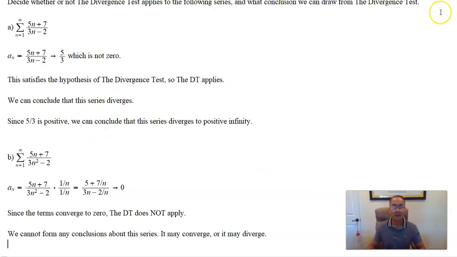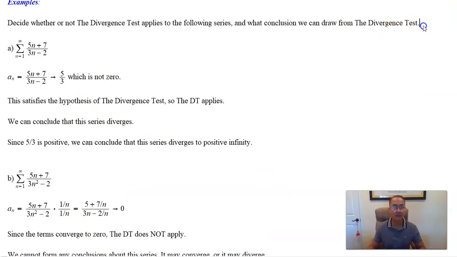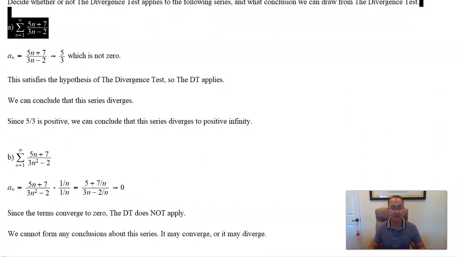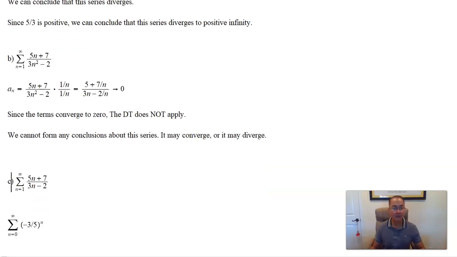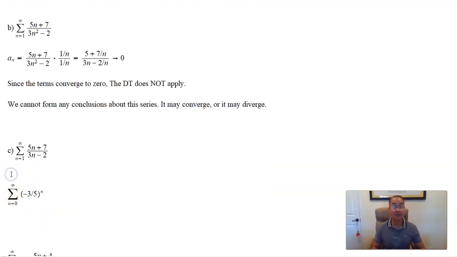All right. We are going to go back to our original series, and this time, part C. This time, we are going to change the numerator. So instead of 5n, this time we'll put the square in the numerator. So our a sub n is going to be (5n squared plus 7) over (3n minus 2).